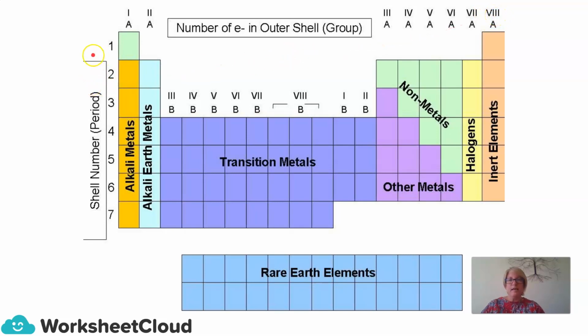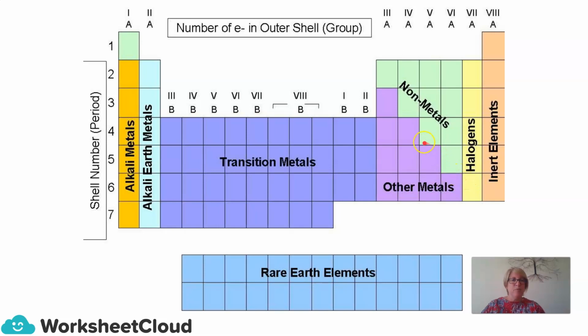So the next thing is when we have a look at the periods going across this way, that has to do with the number of shells that they have. And just a reminder of the naming of the groups, let's just go through that quickly. The first group is known as the alkali metals. Group 2 is known as the alkaline earth metals. Group 18 is known as the inert elements or the noble gases. Group 17 is known as the halogens.